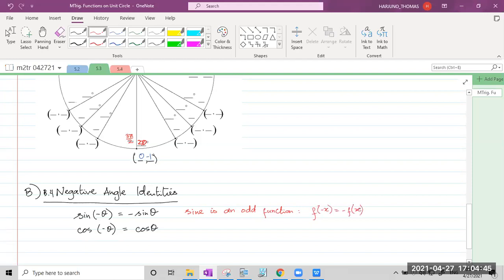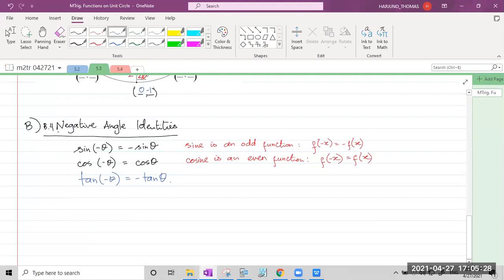When we graph that later on, you will see the sine function has origin symmetry. Now, cosine, on the other hand, is an even function. It is symmetric with respect to the y-axis. A function is even if f of negative x equals f of x. So cosine negative theta is cosine theta itself. You will see that consequently, tangent negative theta will be negative tangent theta, but we'll do that later on.